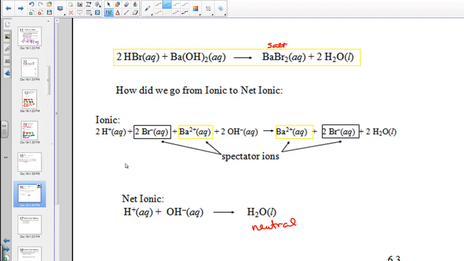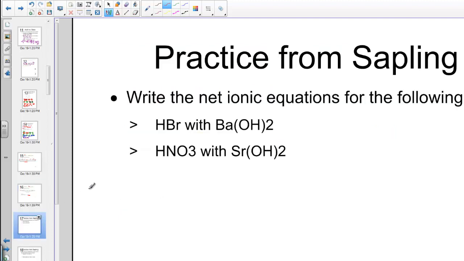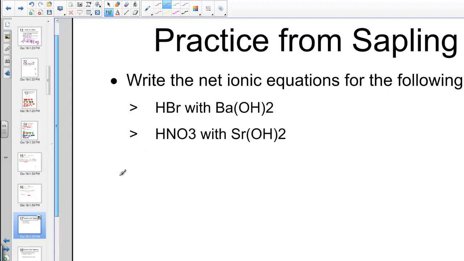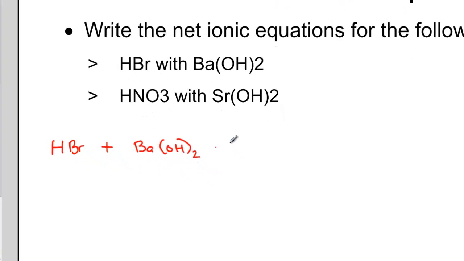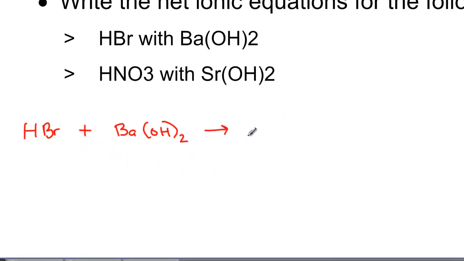Let's take a peek at what this might look like in your Sapling homework. Let's write a net ionic equation for the following reactions. Well, the first one we see is HBr. There's our acid, HBr, reacting with Ba(OH)2. Does this look familiar from our last screen? It just happens to match the example that we just worked through, doesn't it?